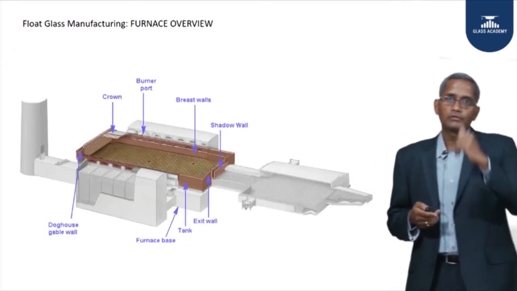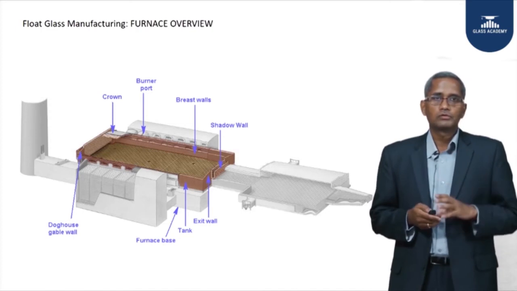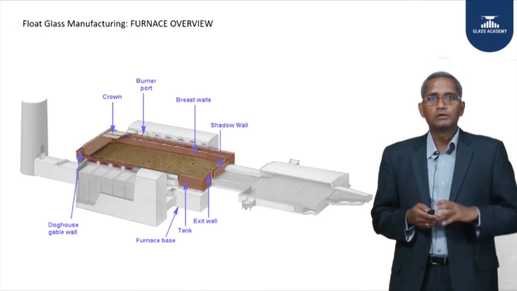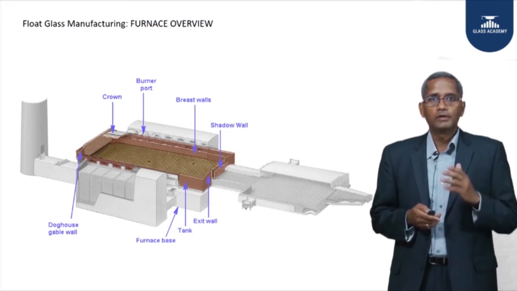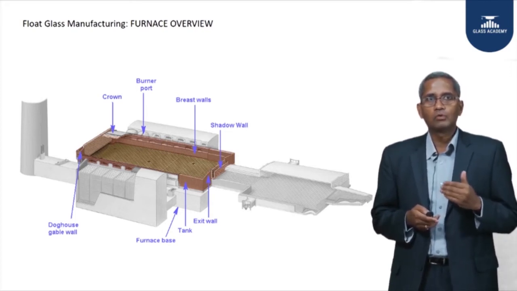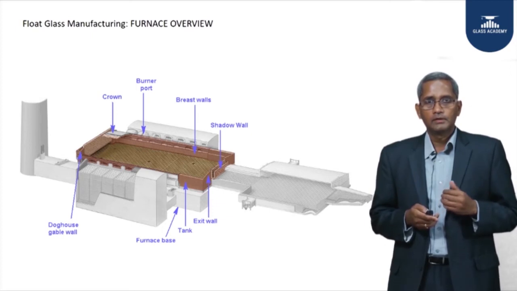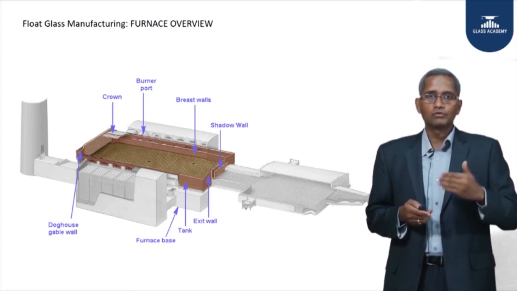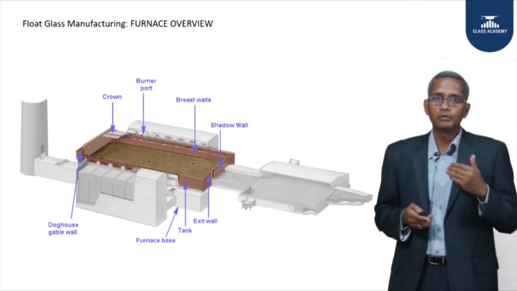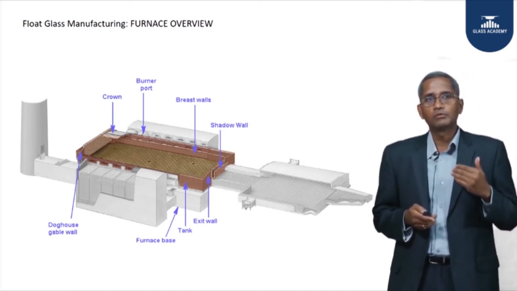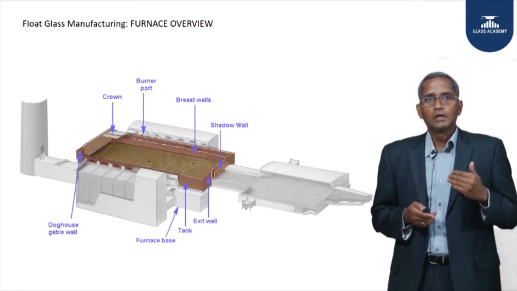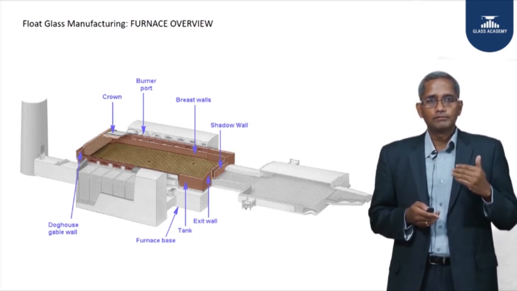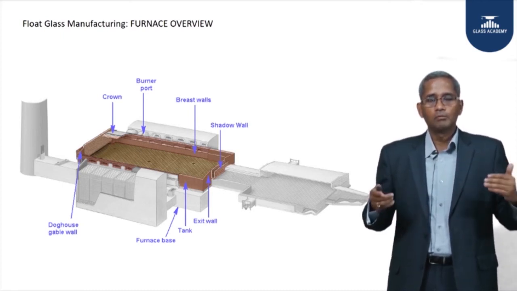So, this is the schematic which shows the different parts of the furnace, and where the raw material enters the furnace is called the doghouse. Typically, a doghouse is something which is there at the entrance of a house, and so this is a place where you feed the raw material. So, it is called a doghouse, and the furnace in itself has three components to it.